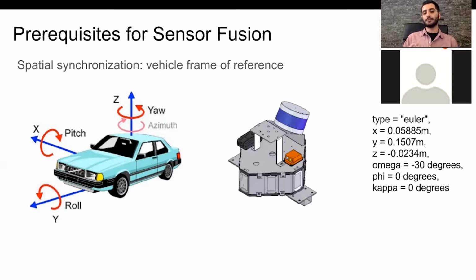And we're showing you the transformation, the actual numbers. Because the LiDAR is tilted forward by 30 degrees, you can see that the omega angle is negative 30 degrees. And similarly, x, y, and z are defined as a translation between the two origins. So how can we leverage this information?